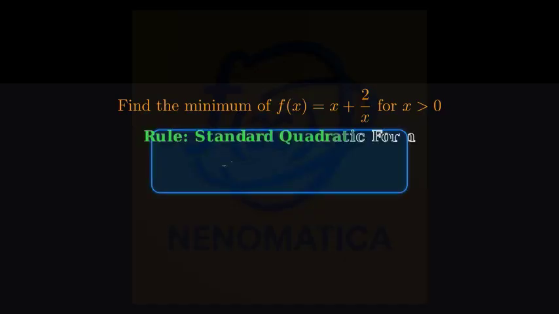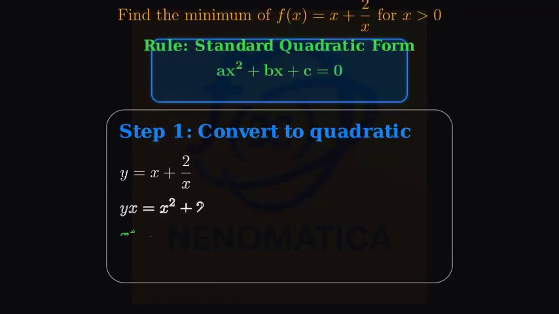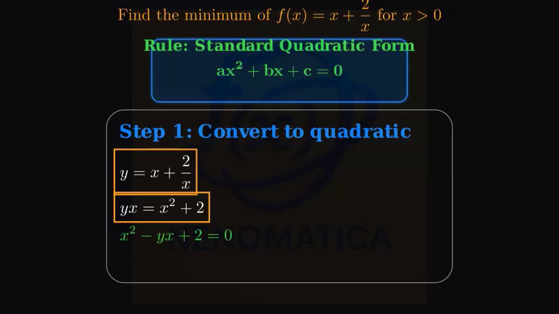Step 1. Convert the function to a quadratic in x by introducing a new variable y. Let y equal x plus 2 over x. Multiply both sides by x to eliminate the denominator. Bring all terms to one side to obtain standard quadratic form in x.